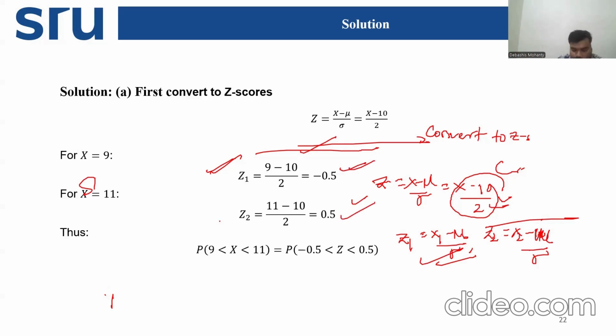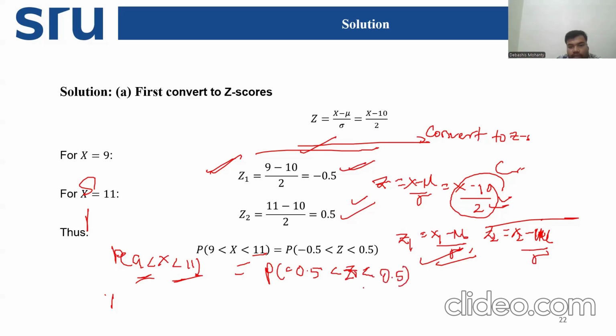So already I have discussed it. Here we need to calculate the probability that 9 is less than x less than 11, meaning the value between 9 and 11. That is very important. For 9 we get minus 0.5, and for 11 we get 0.5, so we convert x to z. Minus 0.5 to 0.5, two values we will calculate here.